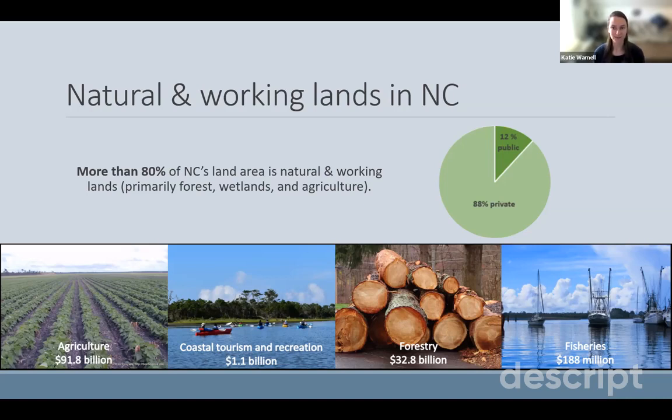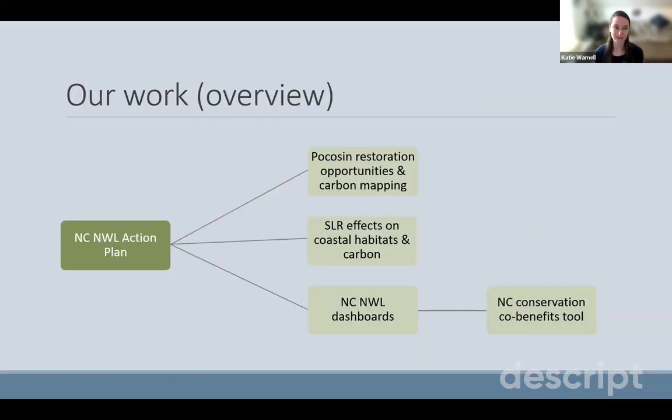So we know that our natural and working lands are creating a lot of benefits for the state, and it's really exciting to see the state moving forward to consider some of those benefits in their planning. So I'm going to touch on several different types of work today, several different projects. They really all stem from our work on North Carolina's Natural and Working Land Action Plan, which is where I'll start. But I just include this slide so you can kind of see how that work has spun off into several different projects that have continued out pieces of the work and answer some of the questions that were raised during that initial work on the action plan.